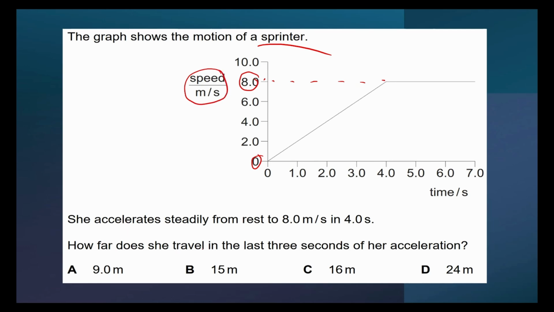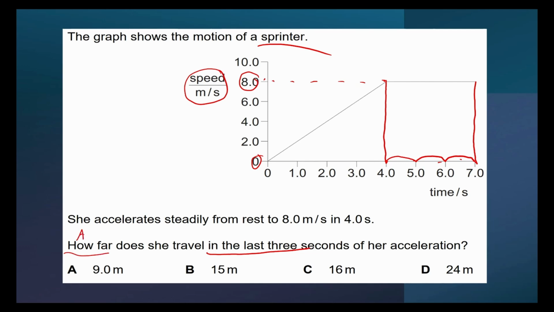How far does she travel in the last 3 seconds? During the last 3 seconds. Where are the last 3 seconds? They are from 4. This is 1, 2, 3. 1 second, 2 seconds, 3 seconds. So from this point to this point, we want to get what?